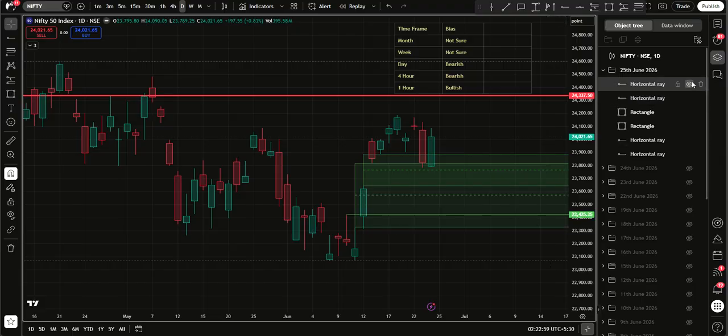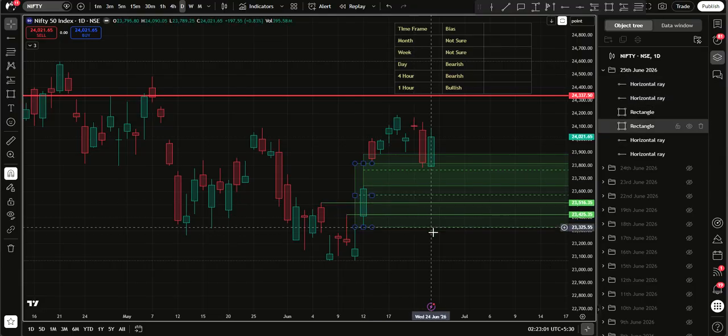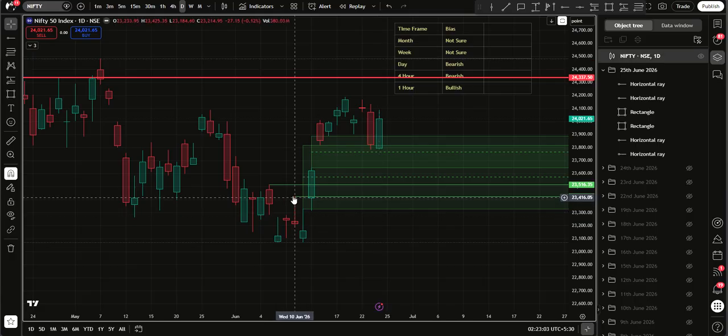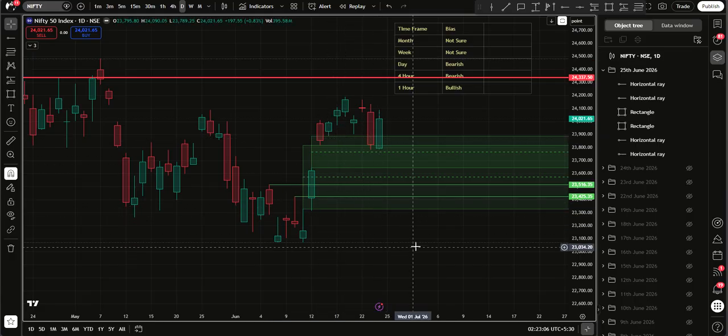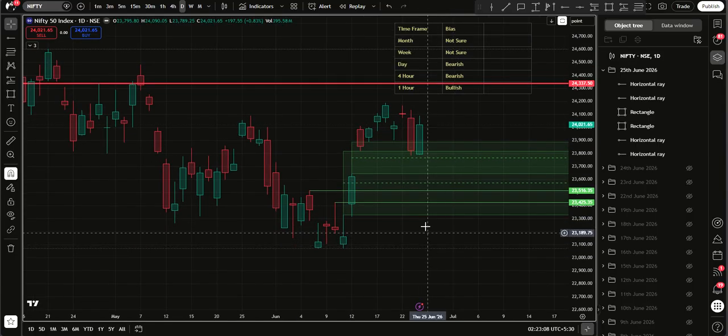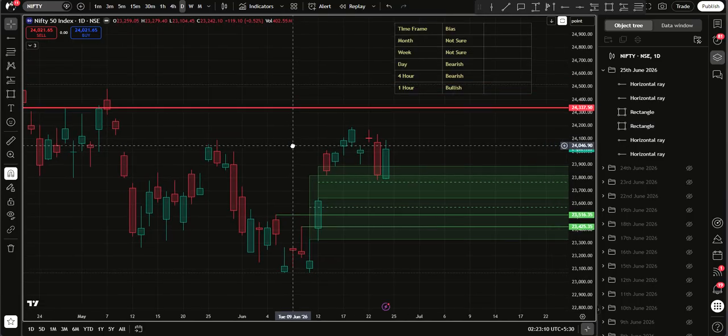There are two important levels that we need to watch out for. These are swing highs inside fair value gaps. They're like high liquidity zones. Those are all the important levels that I have marked up.